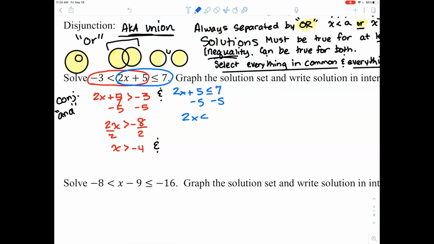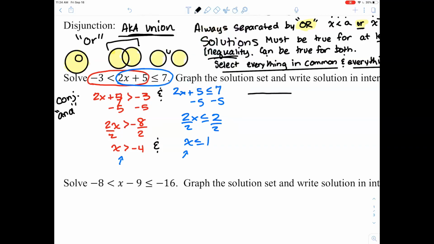Okay, let's solve the other one. Subtract 5. 2x is less than or equal to 2. Divide by 2. So x is less than or equal to 1. So what we're looking for is those are two massive sets of answers, right? There's a lot of x's that are less than or equal to 1, like infinite negative answers, versus over here, there's a lot of numbers that are greater than -4. But we're looking for the solution that's true for both of them.